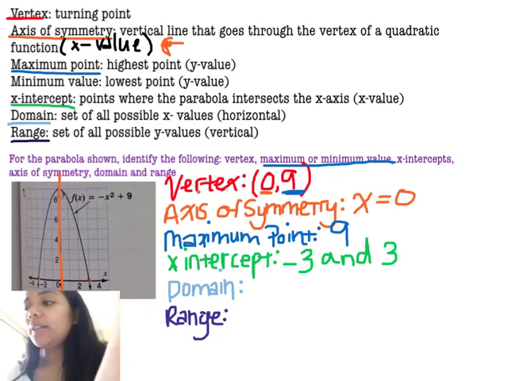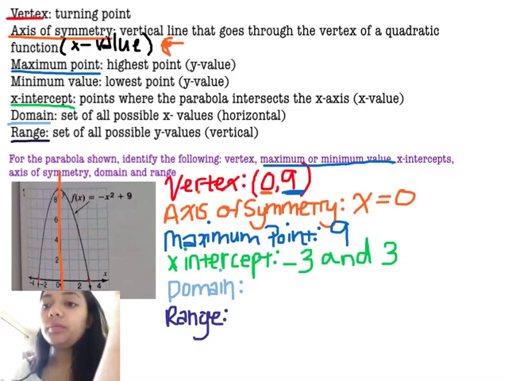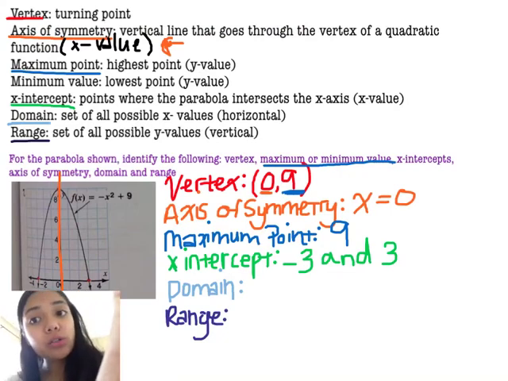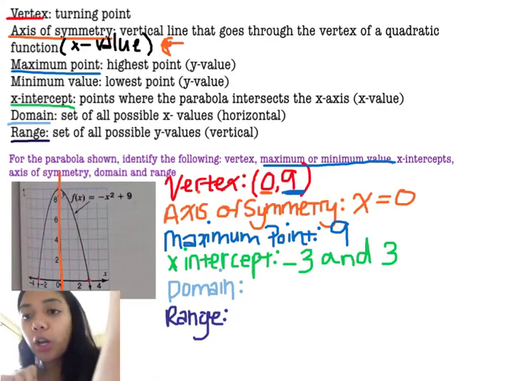So the domain for every single parabola where it's ax squared plus bx plus c, where y does not equal 0, your domain is a set of all possible x values. Well, it's going to be the same for every single one you do. So you can either memorize this or you can understand this. I choose for you to understand.